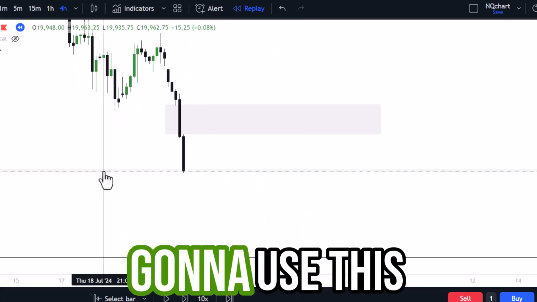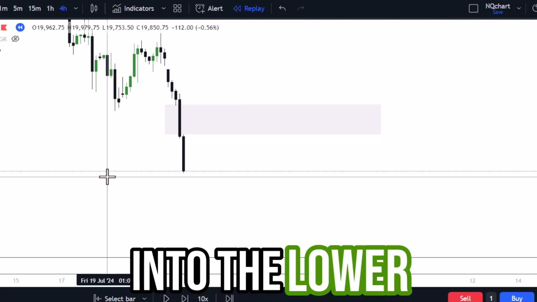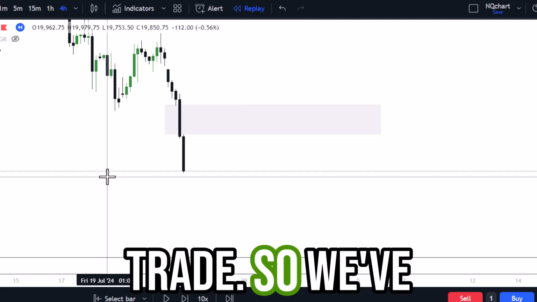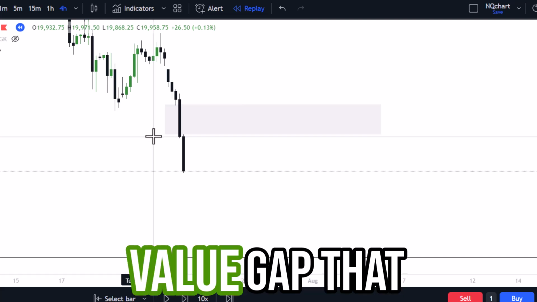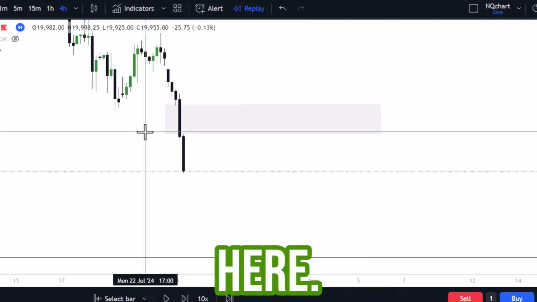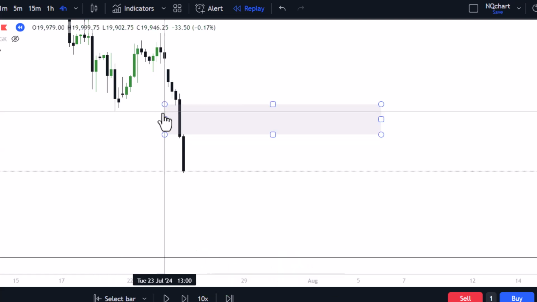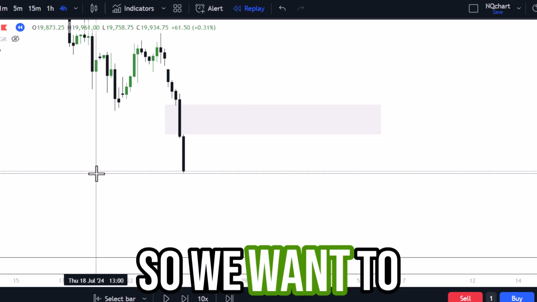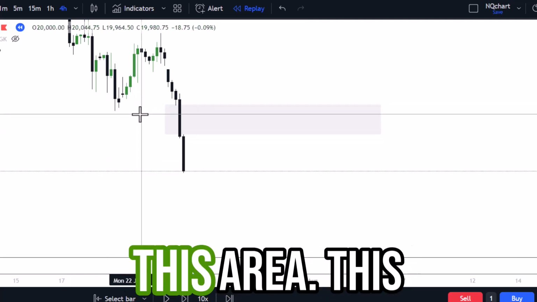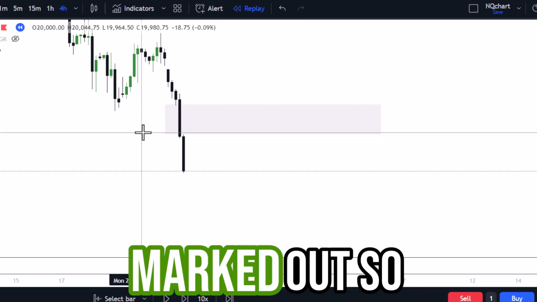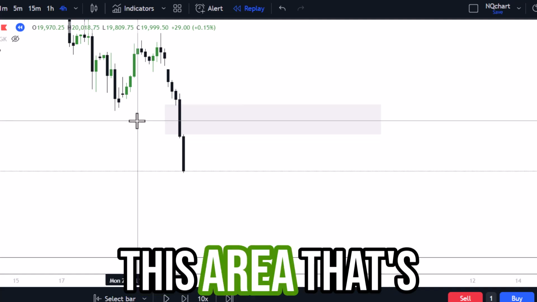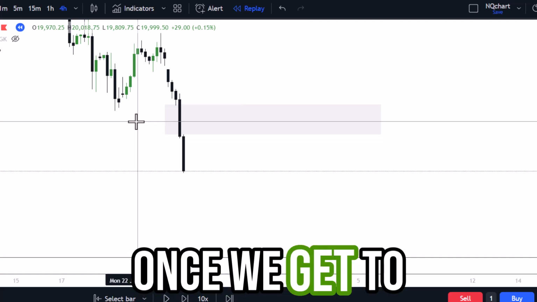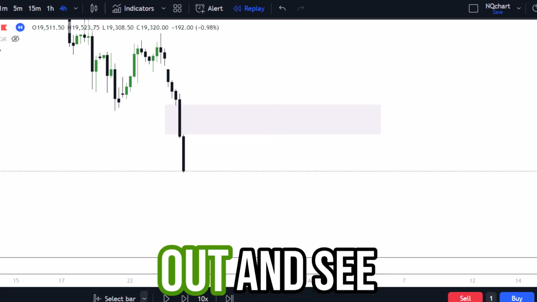Okay, so we're going to use this example to go into the lower time frames and see how we would actually use this to take a trade. So we've identified a 4-hour fair value gap that has been created right here. What we know is that price is always going to return to this area. So we want to be patient and wait for price to come back to this area. This is our key level that we have marked out, so that once we come back to this area, that's where we are interested in seeing what the market actually does once we get to this level. So we'll play it out and see what happens.